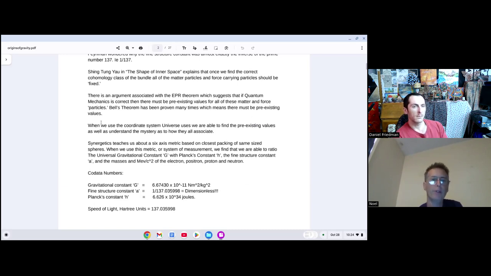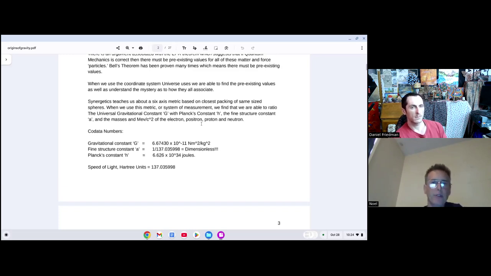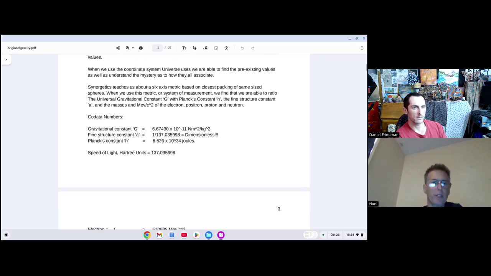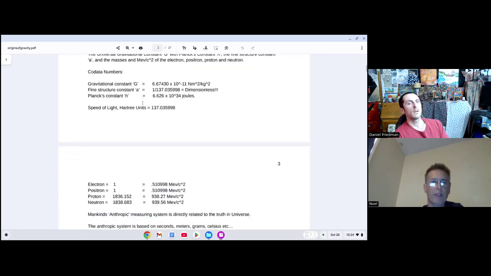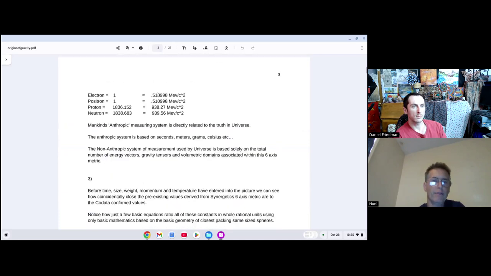And then we think about pre-time and pre-size values from synergetics, right? So I say when we use the coordinate system the universe uses, we're able to find these pre-existing values, as well as to understand the mystery of how they all relate. So in the 6-axis metric, I'm going to go ahead and show how this works. Here are CODATA's numbers for the gravitational constant, the fine structure constant, Planck's constant, and the speed of light in Hartree units. Here is CODATA for electron, proton, neutron, and positron mega-electron-volt values.